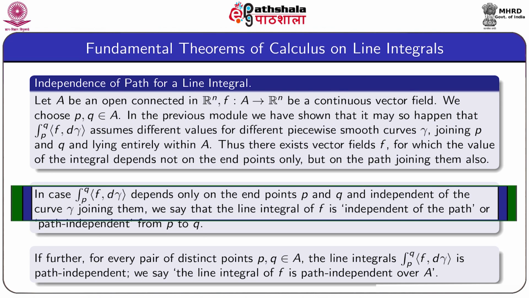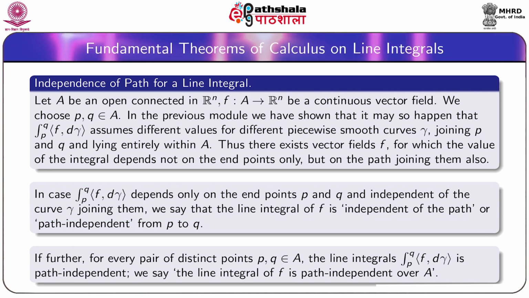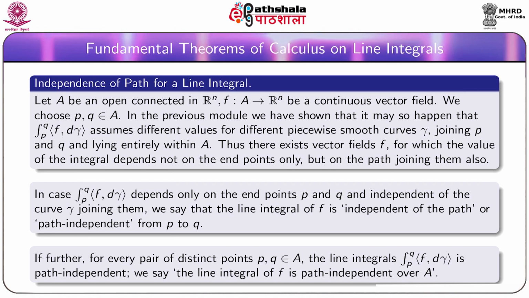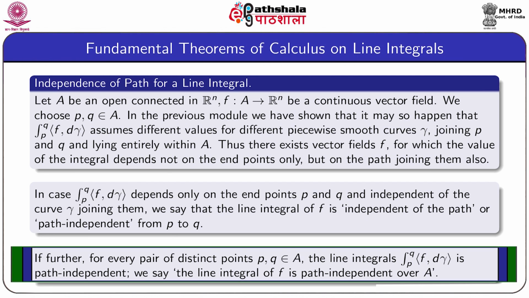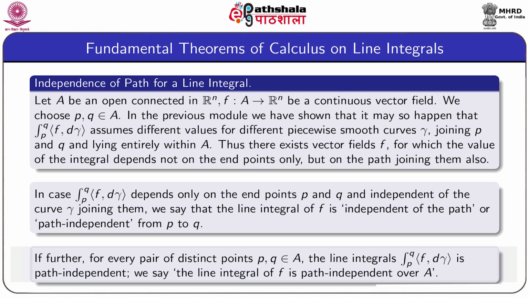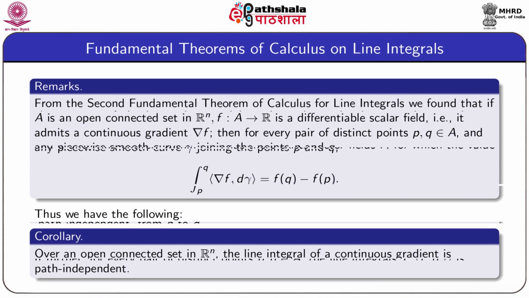In case the line integral from P to Q of F dγ depends only on the endpoints P and Q and is independent of the curve γ joining them, here we assume that γ is piecewise smooth, we say that the line integral of F is independent of the path, or path independent, from P to Q. If further, for every pair of distinct points P and Q in A, the line integrals from P to Q of F dγ are path independent, we say that the line integral of F is path independent over the set A.